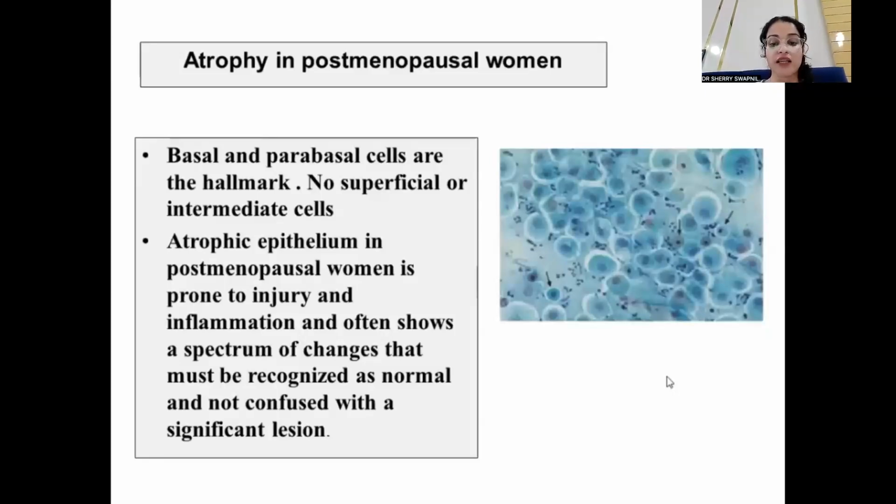If there is atrophic vaginitis or surrounding inflammation, it can show reactive changes as well. So these changes should not be confused with any atypical cells. It's important to differentiate atrophy, or reactive changes associated with atrophy, from atypical cells.